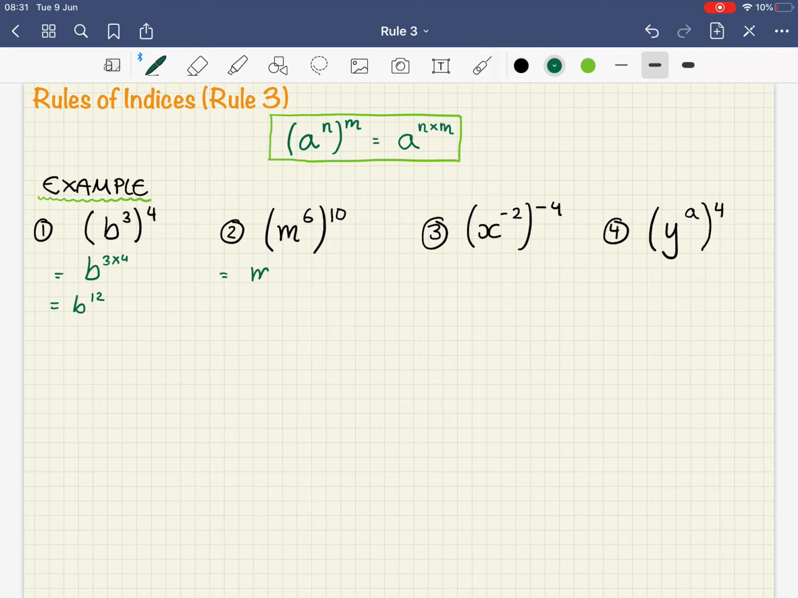Here, I'm going to have m to the power of 6 times 10, which is just going to be m to the power of 60. Here, I've got x to the power of -2 times -4. So remember, a double negative makes a positive, so that's just going to be x to the power of 8. And then this one here, I'm going to have y to the power of a times 4. And I'm just going to swap the number to the front because it just looks a lot neater when the number's in front. So that would just be 4a.